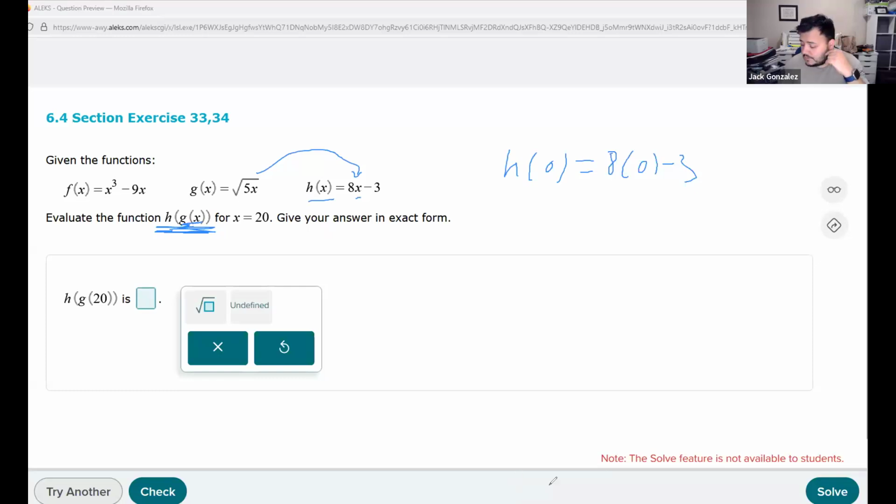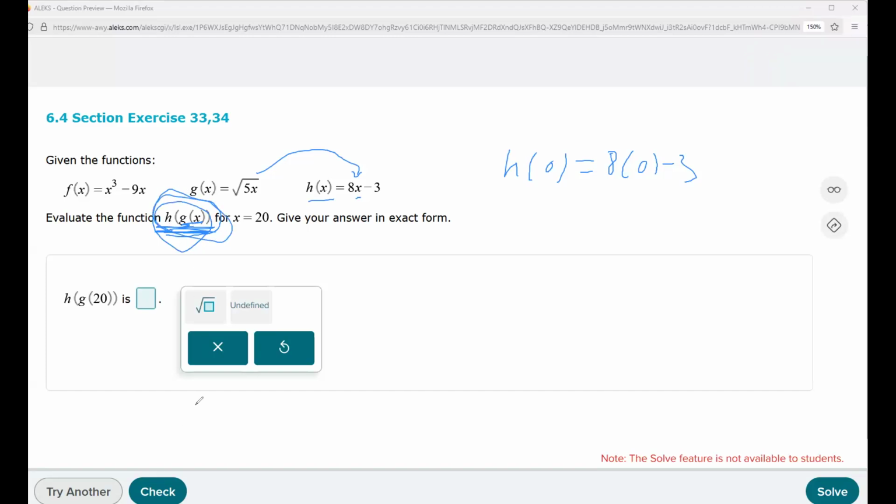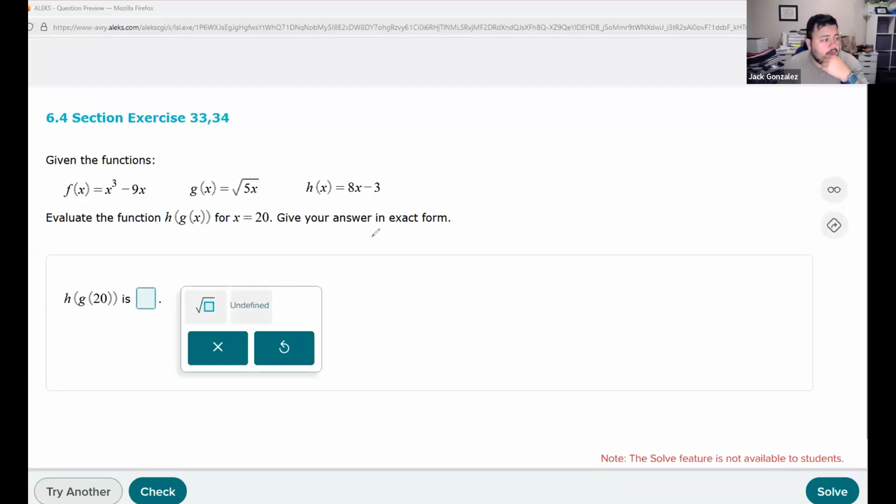And that's where I got all this stuff over on the page. So 8 parentheses square root of 5x and then minus 3. Right, that's the result. That's this right here. Once we have that, we can plug in 20. I think I understand it. Okay. We're going to do a couple, but that's the big picture.